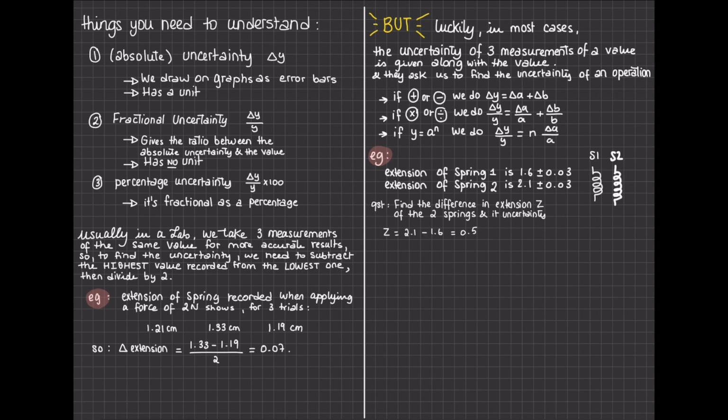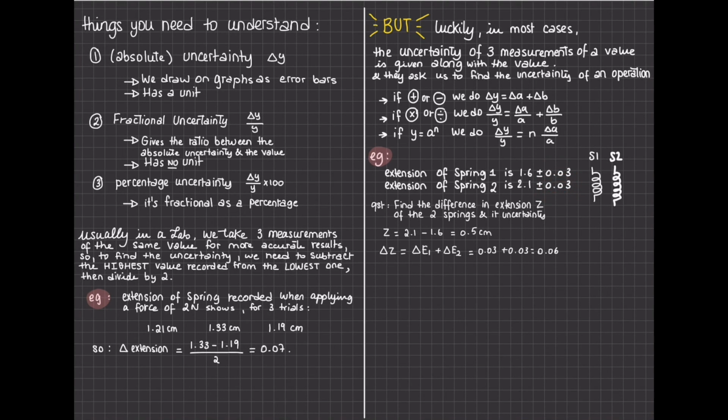Okay, so number 1, you have to do the operation. Since we want the difference, then you just subtract 2.1 from 1.6. You get 0.5. This is the value of Z. Now, what's the uncertainty of Z? You have to just add the uncertainty of extension 1 and uncertainty of extension 2.